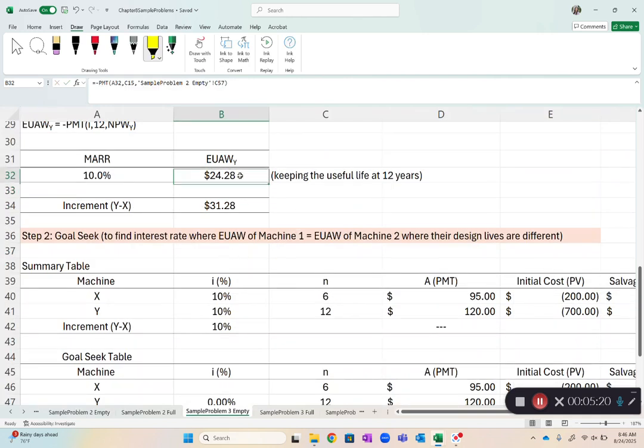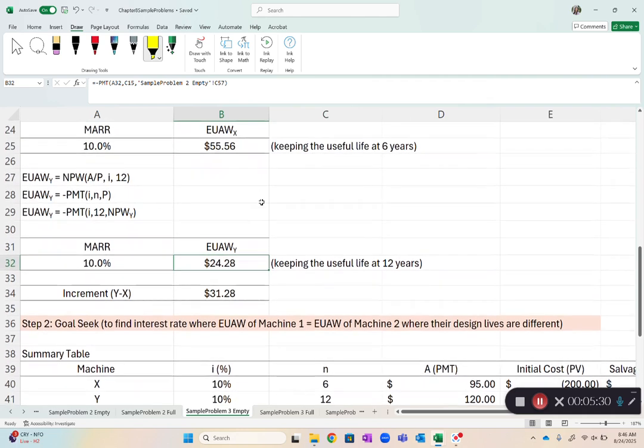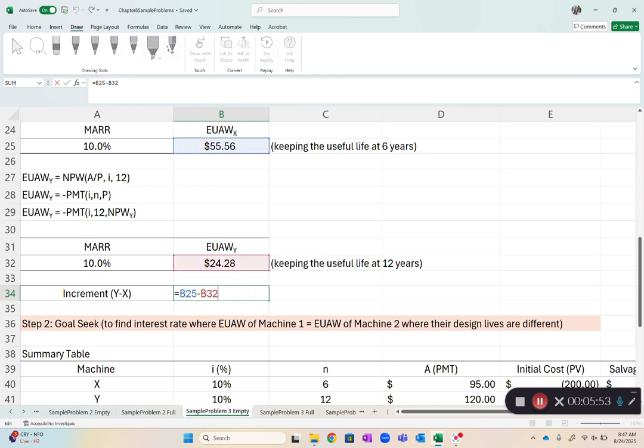Okay, so my minimum attractive rate of return of 10% will yield an equivalent uniform annual worth for machine Y of $24. So you can see here I have X and I have Y. So at 10%, it's very obvious that machine X would be making me more money, right? So 55 is greater than 24. So at that percentage rate, my increment would be $31, and I wrote it as Y minus X, but those are backwards.